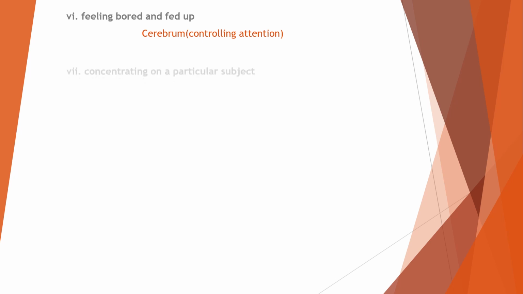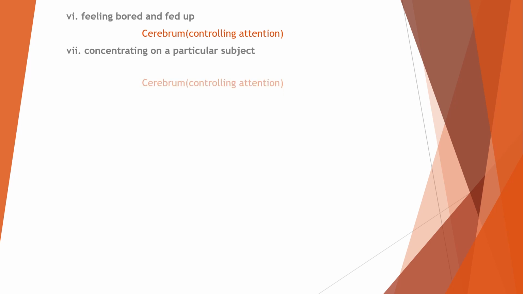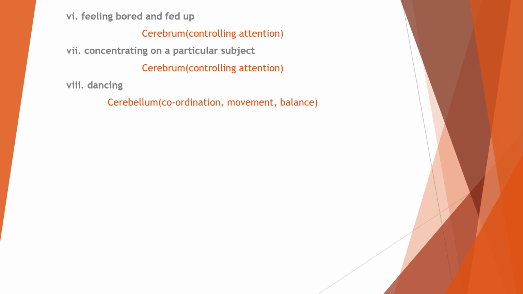The next action is concentrating on a particular subject. Again, this action is related to your attention, and cerebrum is controlling your attention, so cerebrum is the most active part while concentrating on a particular subject. Dancing. While dancing, your cerebellum is the most active part because it involves coordination, movement, and balance.